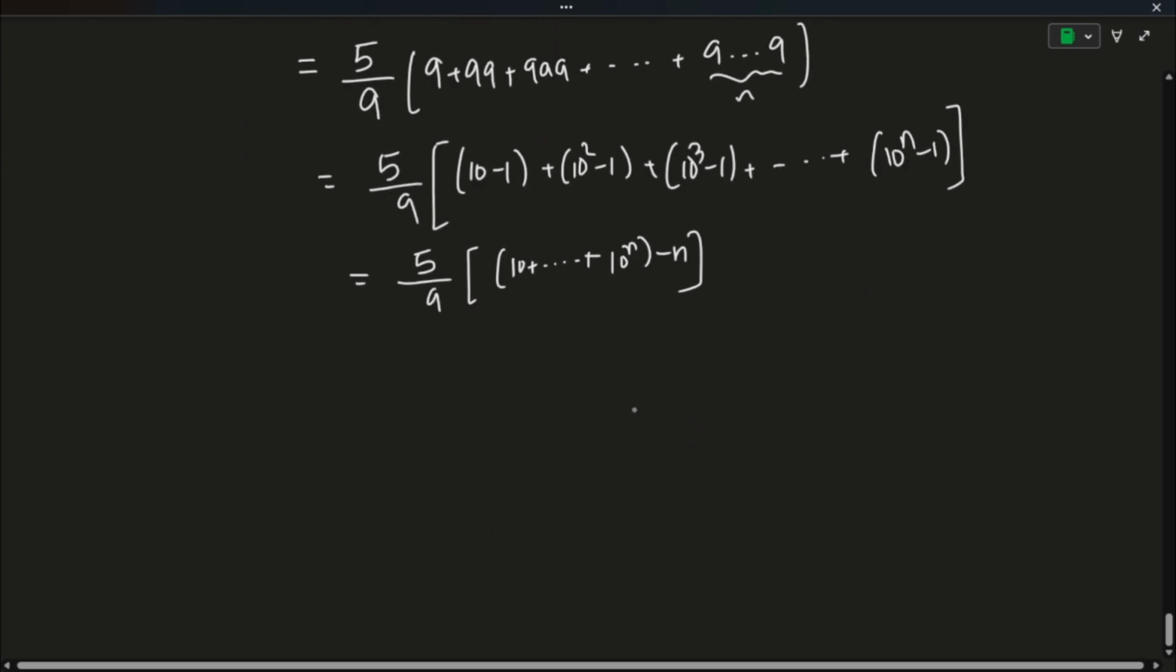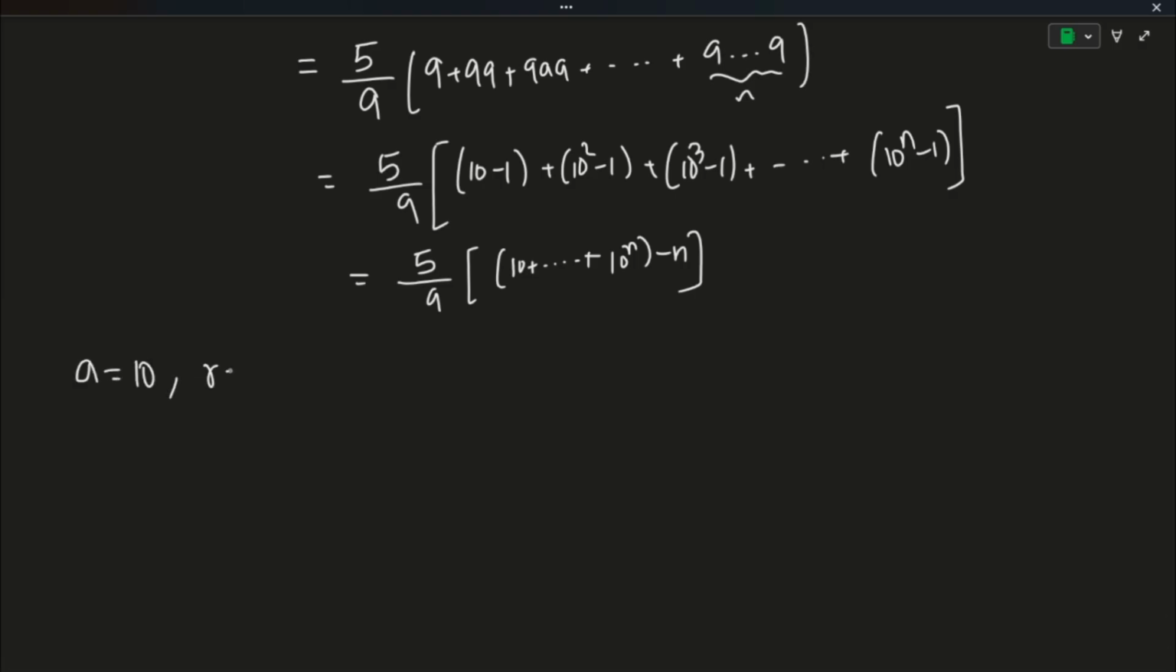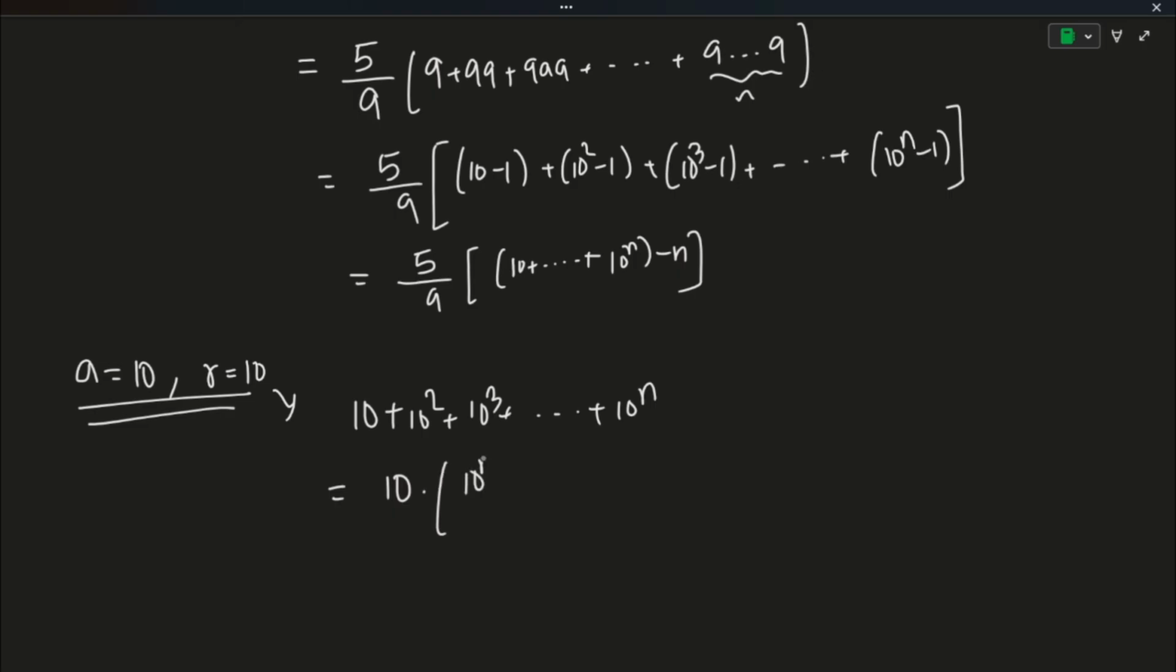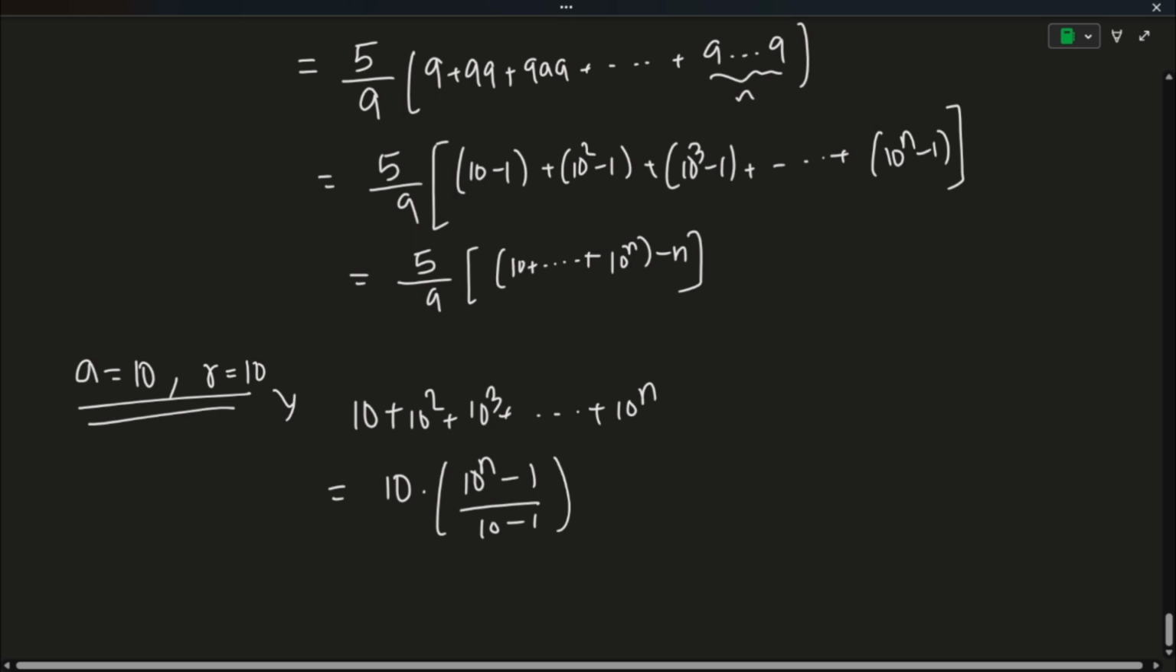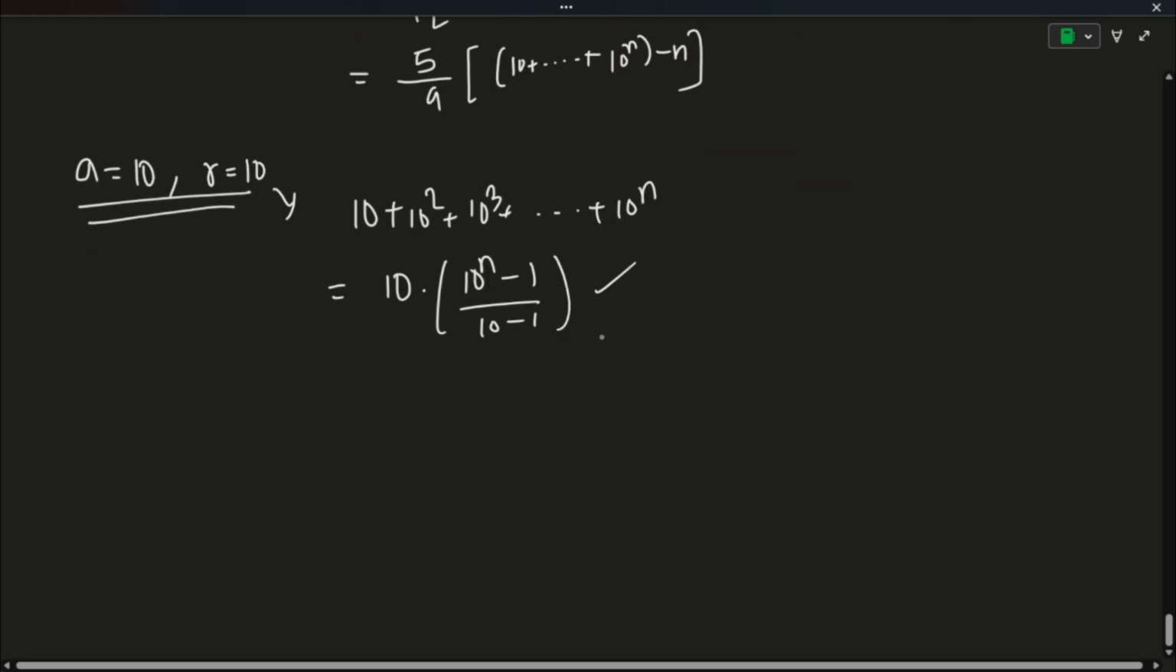Now this is a GP, let us talk about this GP first. A GP with first term 10 and common ratio R, that is also 10. Okay, this is my GP and there are n number of terms. What is the sum of this GP? So 10 plus 10 square plus 10 cube all the way up to 10 to the power n. What will be its sum? This is going to be 10 whole into 10 to the power n minus 1 by 10 minus 1, right? This is the sum of the GP. So let us put this value here and find out the final answer to S.